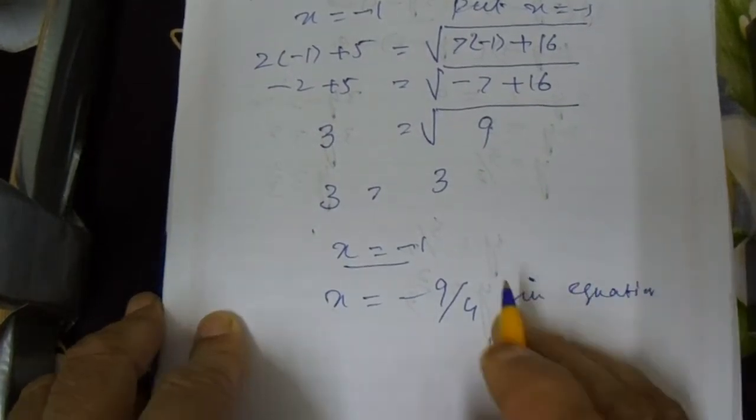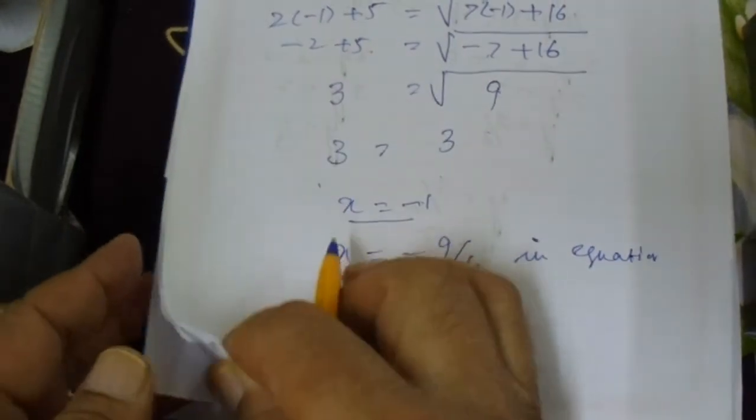Now we put x is equal to minus 9 by 4 in the above equation, and we write on the next page. Write again our equation.